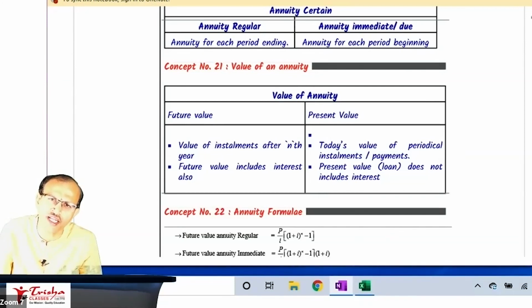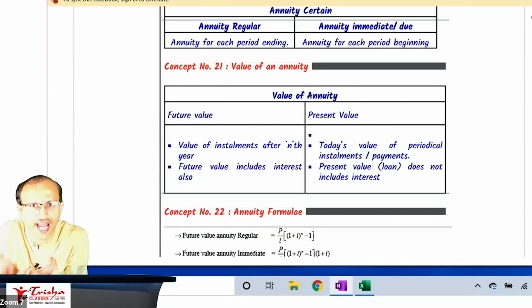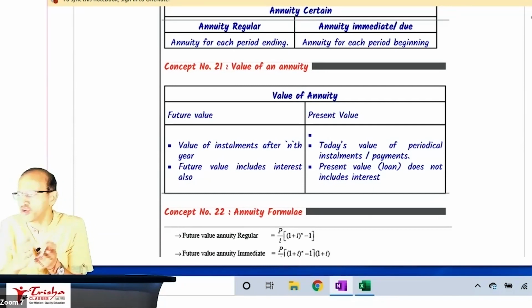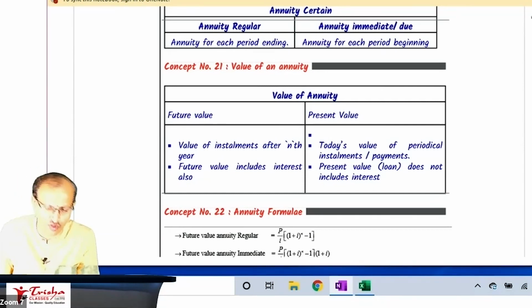When did you take the money? You take that 25,000 today, which will be repaid in future, but it's not future value. You have that 25,000 in hand today, not after 3 years. So that 25,000 is present value. You will pay year on year, and you close it.